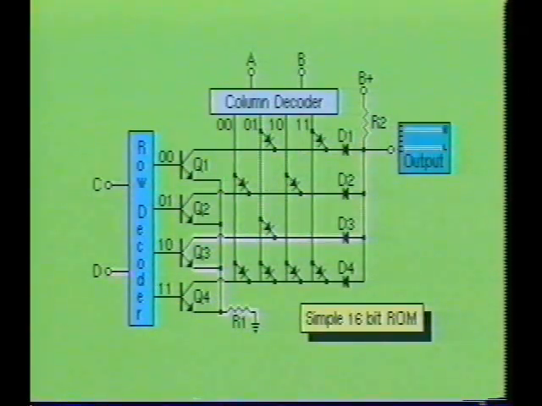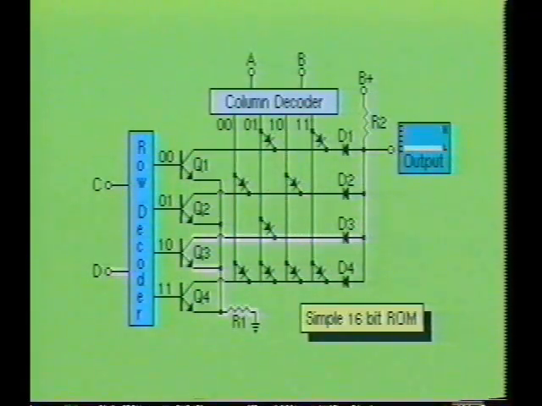This sequence will continue throughout the entire ROM device. First, a row is selected, then the columns are selected one at a time. Every time a diode is placed between the row device and the column decoder, the current will flow through the selected diode, causing the output to go high.